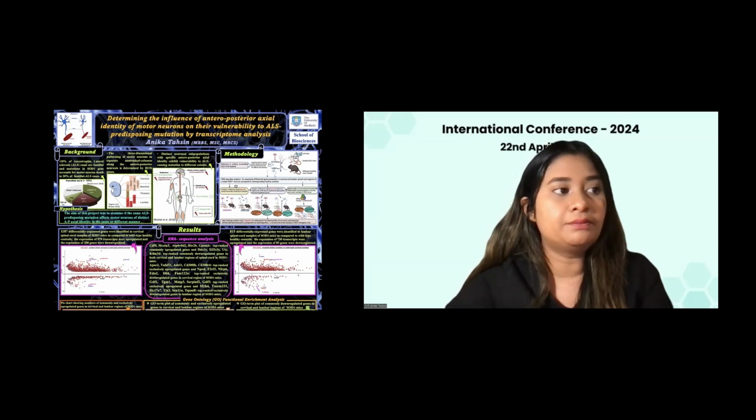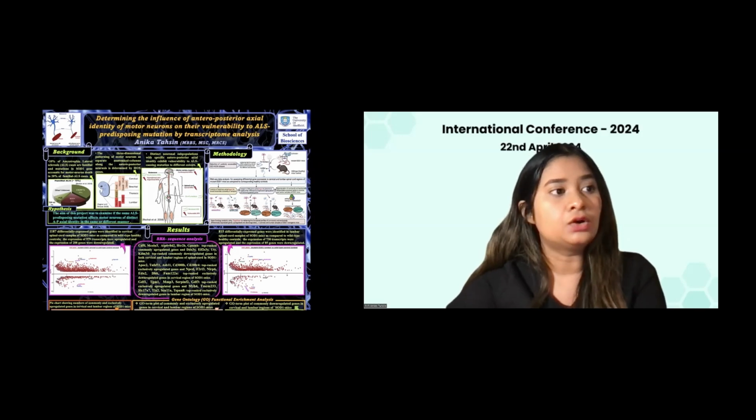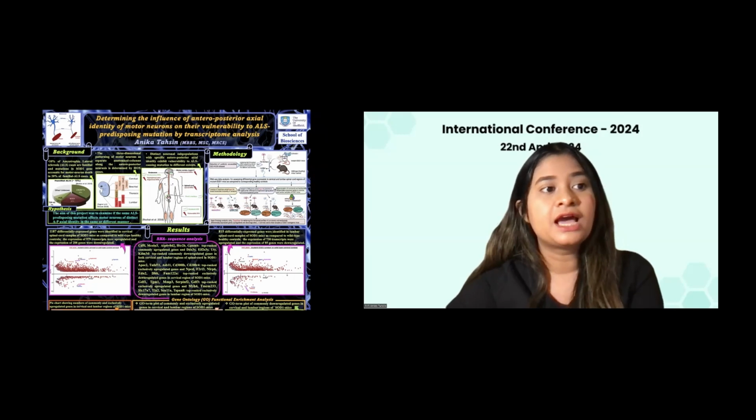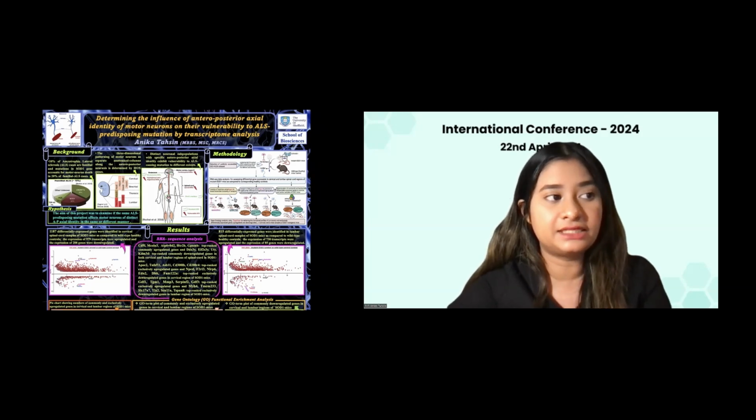Venny 2.1 web tool was used to determine commonly and exclusively differentially expressed genes in the cervical and lumbar samples of the SOD1 mice. Then ToppGene web tool was used for gene ontology enrichment analysis to identify the biological processes impacted in cervical and lumbar motor neurons of the SOD1 mice to perceive any difference between their vulnerability to ALS owing to their axial identity.